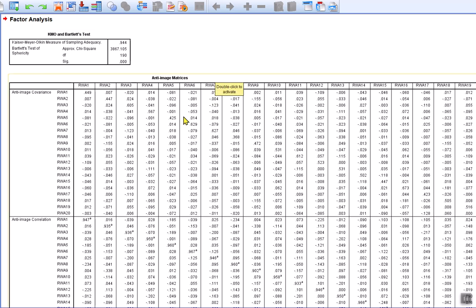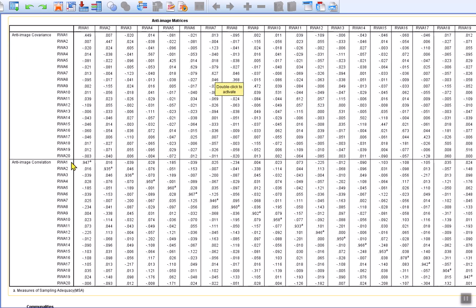Here's the anti-image matrix, and this is what I meant by you want to look at the lower half. This is the part you want, not the covariances, but the correlations. And along the diagonal where you see the letter A next to the number, that is the individual KMO score for that item. So for RWA item number 1, we have a KMO score of 0.947. That's very, very high. And then all the off-diagonal elements, you can see that the numbers are very small. And that's what you want to see. You want to see really small numbers here. And there's nothing here that flags any of the items as being problematic.